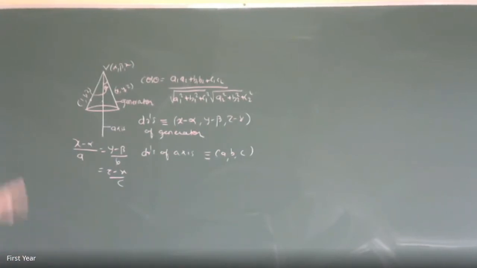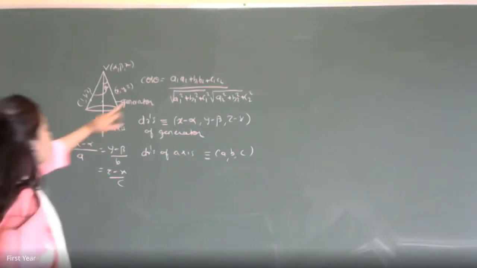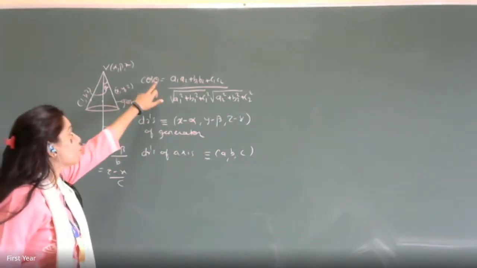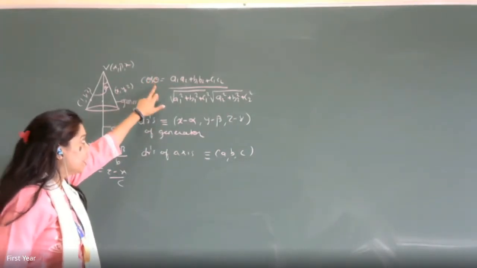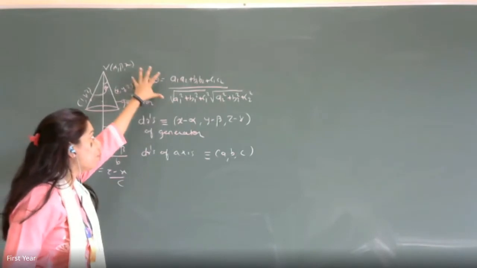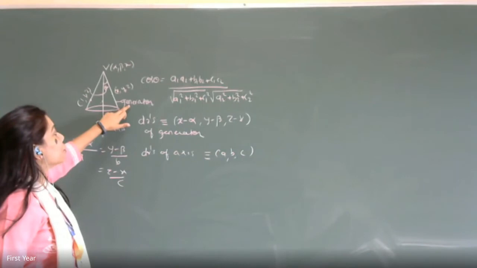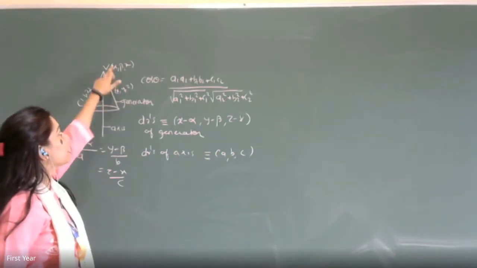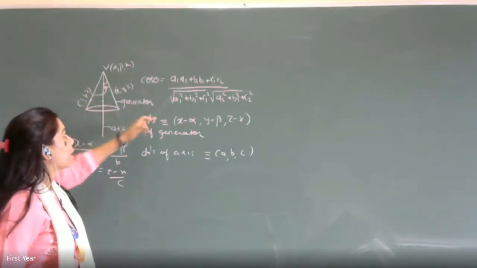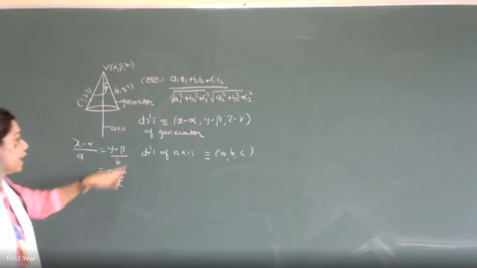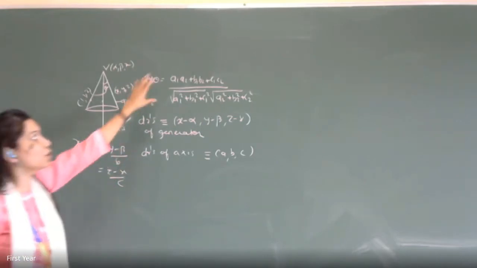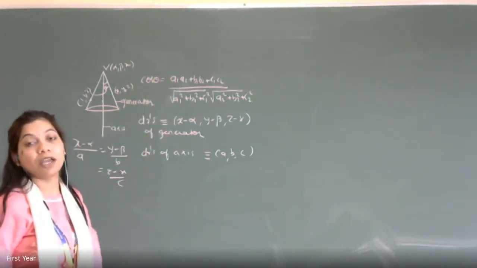You have to use the equation of the general generator. Once you get theta, in this question theta is not given, so first you have to find theta. Once you find theta, the same formula you have to use again. But that time you have to use the direction ratios of the general generator, that is x minus alpha, y minus beta, z minus gamma, and the direction ratios of the axis are a, b, c. That can be substituted here and you get the equation of the right circular cone.